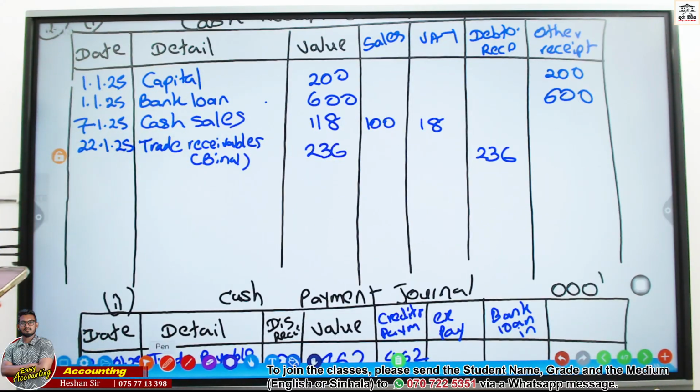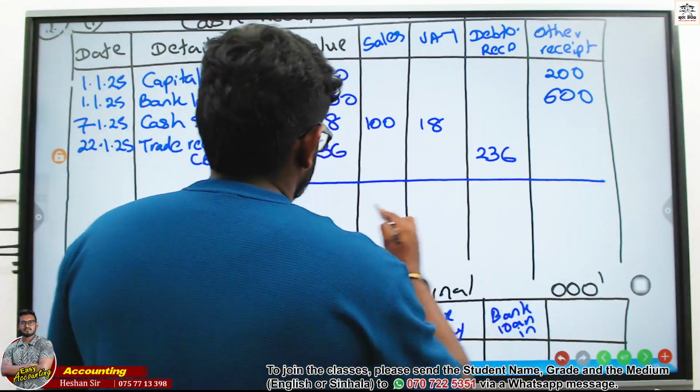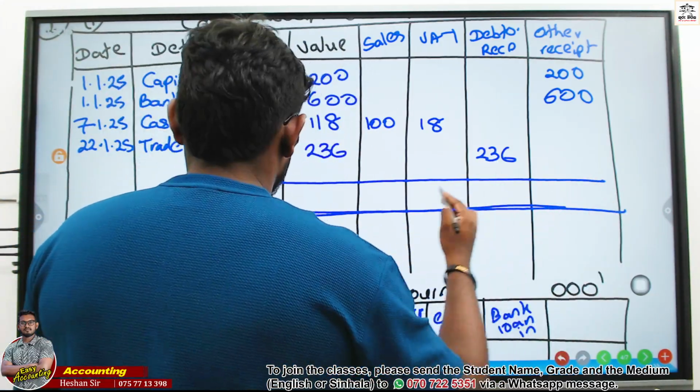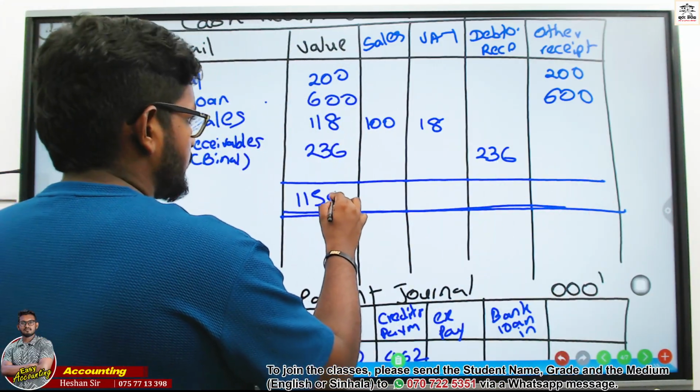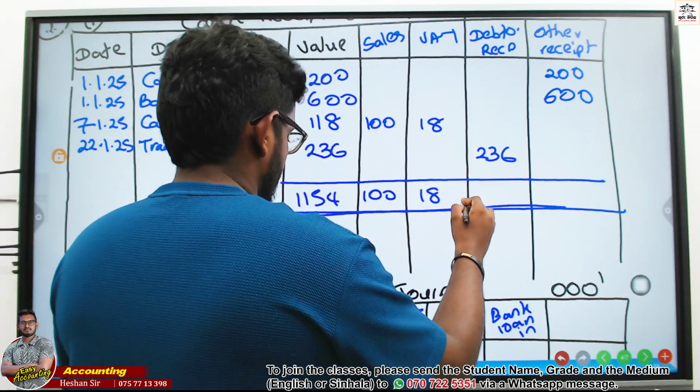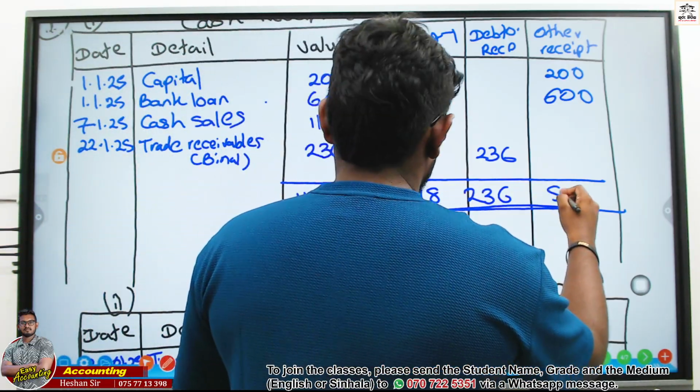Now get the totals in here. 1,154, 118, 236 and 800.